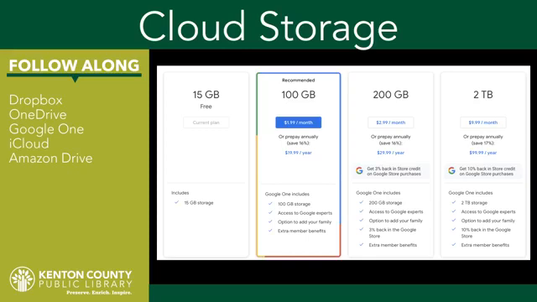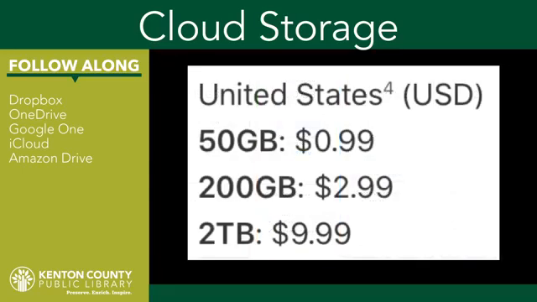The next one is Google One, formerly Google Drive. They give you 15 gigabytes for free automatically with the Google account, or you can pay $2 a month for 100 gigabytes, $3 a month for 200 gigabytes, or $10 a month or $100 a year for 2 terabytes. So that's what they offer. iCloud is Apple's version of cloud storage. This might be a good option if you use a lot of Apple devices. So for 99 cents a month, you get 50 gigabytes, $2.99 a month, you get 200 gigabytes, and $9.99 a month, you get 2 terabytes.